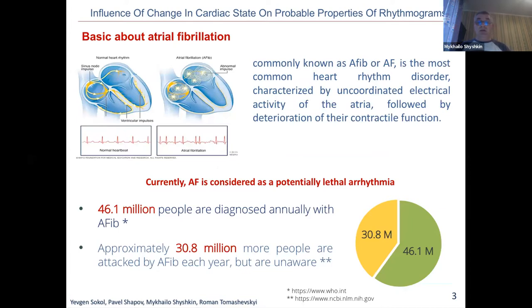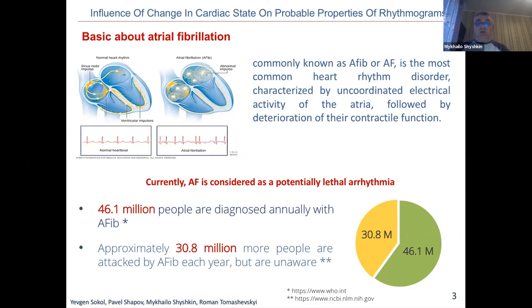Statistics about atrial fibrillation you can see on the second page, and it's a really huge number and awful cases in the world with this type of arrhythmia. Research in the field of analysis of electrical activity of the heart has been carried out all over the world for more than a dozen years.